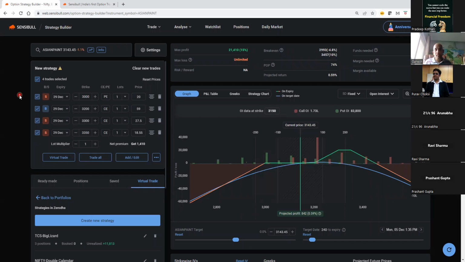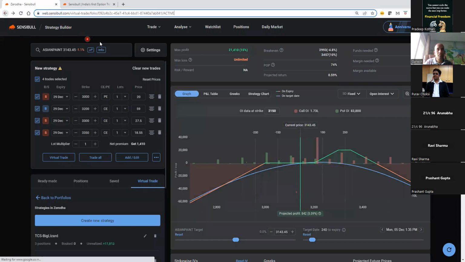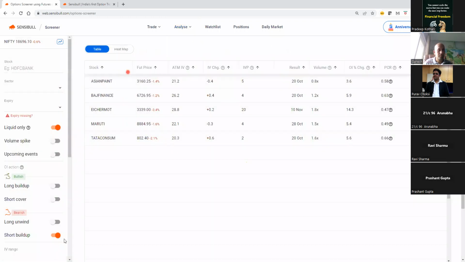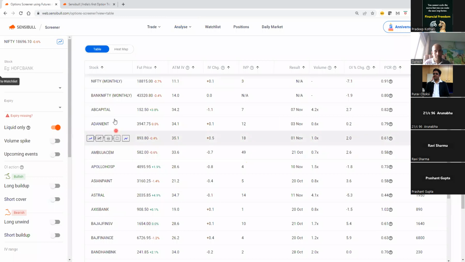We have to correlate. Okay, so when we say the IV of Reliance is 30, we are talking about ATM IV, right? Because different strikes have different IVs. No, ATM IV is different. So let me open the page. Let me go to the screener.